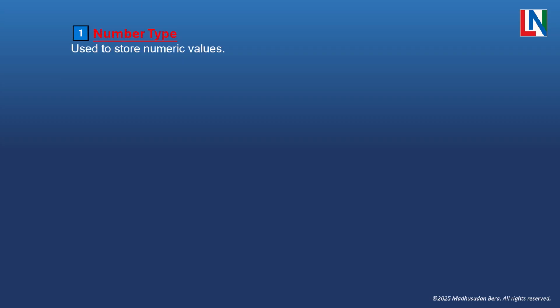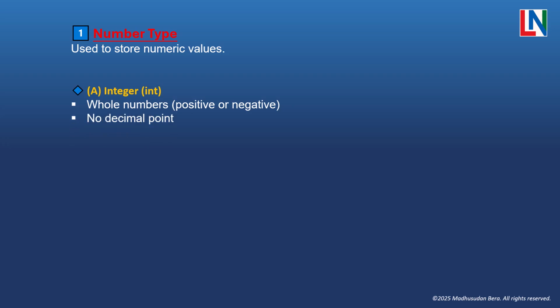There are various types of data types as follows. Number 1, number type, used to store numeric values such as integer, expressed by int. It represents whole numbers, positive or negative, with no decimal point. Unlimited size, depends on memory. For example, 10, minus 25, 0.